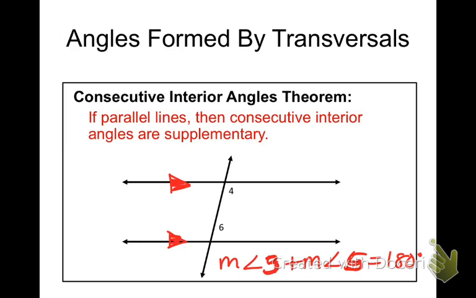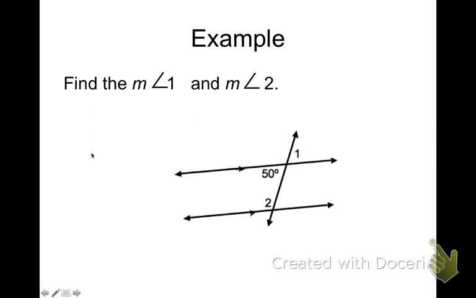All right, here we go for the first example. Find the measure of angle 1. What would be the measure of angle 1? Why is it 50 degrees? Because it's the opposite of the other. What do we call that? Vertical. Good. Vertical angles are congruent.